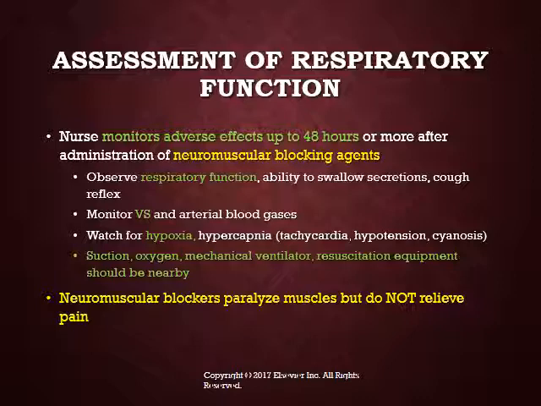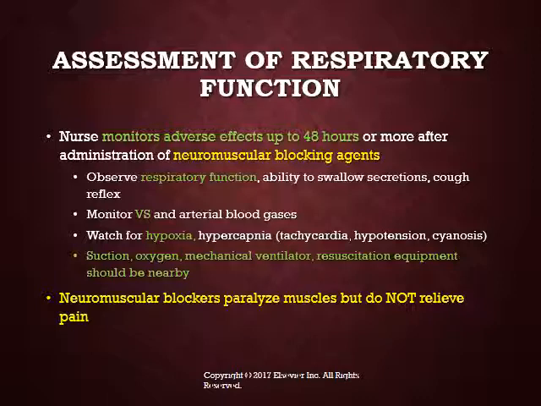So are they able to manage their own secretions? Are they swallowing? Are they coughing and choking with this? Monitor their vital signs. What's their oxygen saturation level? What's their respiratory rate? Remember, if it's less than 12, we're really concerned. Hypoxia, if they have an O2 sat less than 90%, we're concerned. If they've developed any tachycardia, any low blood pressure, if you look at them and they look like they're blue, that's a big problem. So you want to look for all signs of any respiratory adverse effects from these medications, and have the equipment necessary, such as suction, oxygen, and if they need it, mechanical ventilator and resuscitation equipment.